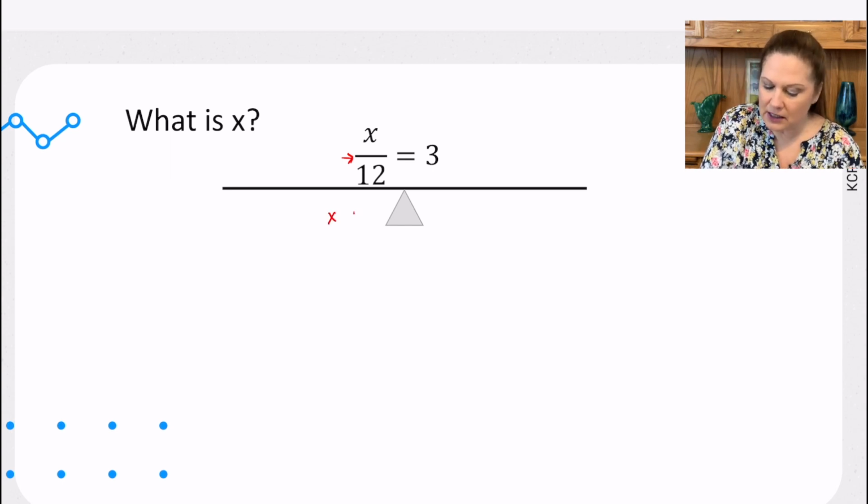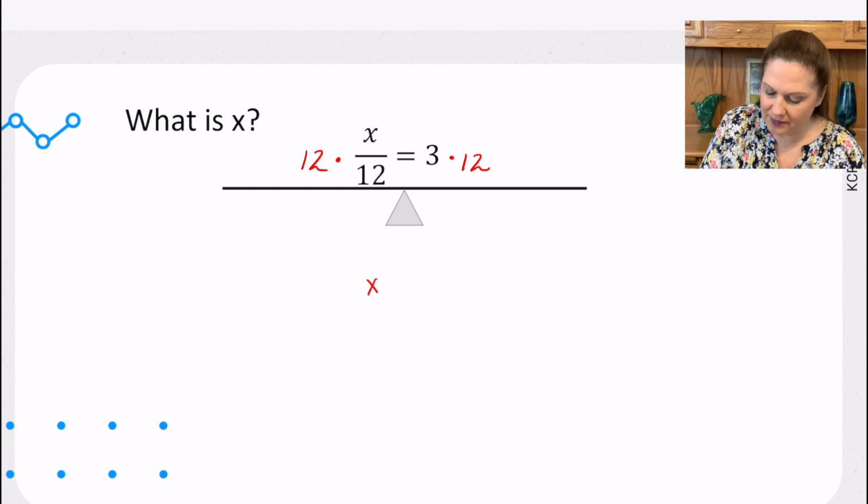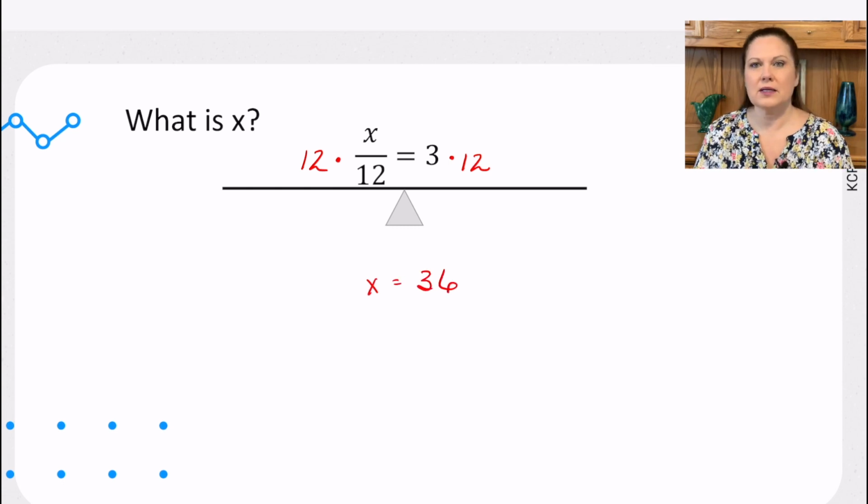So I can just come down here and say times 12, or probably the way your math teachers are going to be showing it to you, they're going to stick a dot right here and say times 12, and they're going to do the same thing on the other side. So what's 3 times 12? Awesome, that's 36. So x is going to be 36.